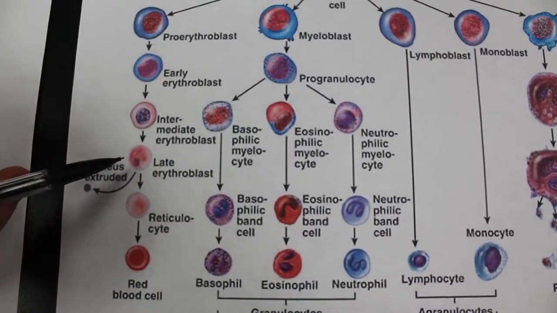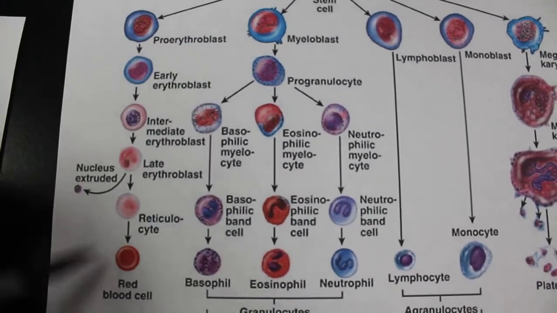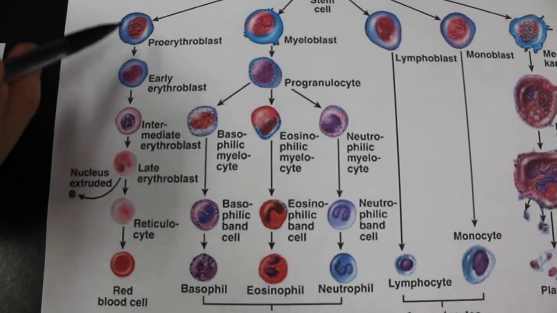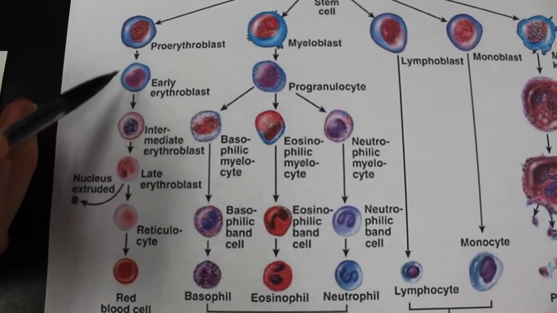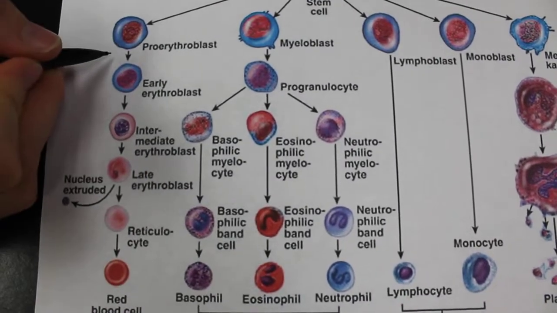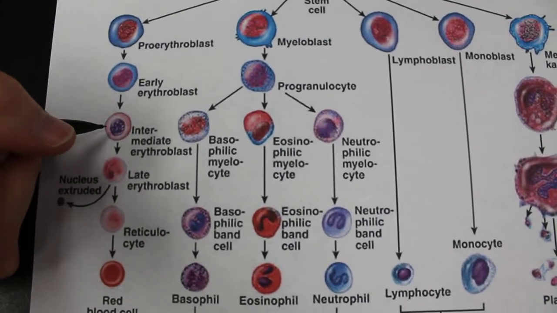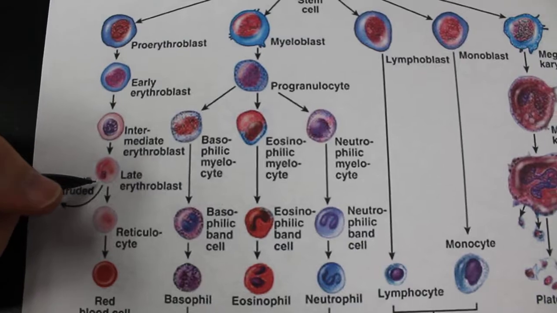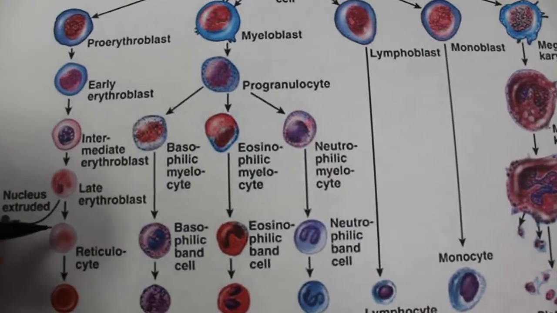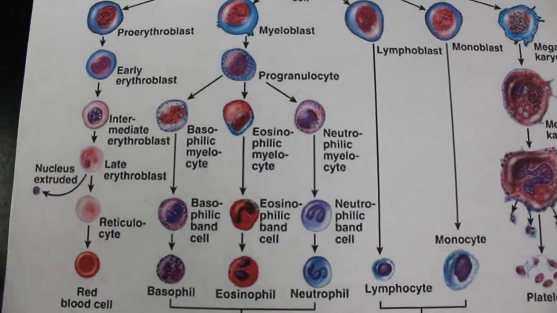Now, as we move from our proerythroblast to a red blood cell, our nucleus is going to become more and more condensed, and our cell structure and our cytoplasm is going to become redder and redder as we produce more and more hemoglobin. Our nucleus is condensing, and we are going to eventually extrude the nucleus in order to make more space for more hemoglobin. That's the ultimate purpose and goal of the red blood cell.